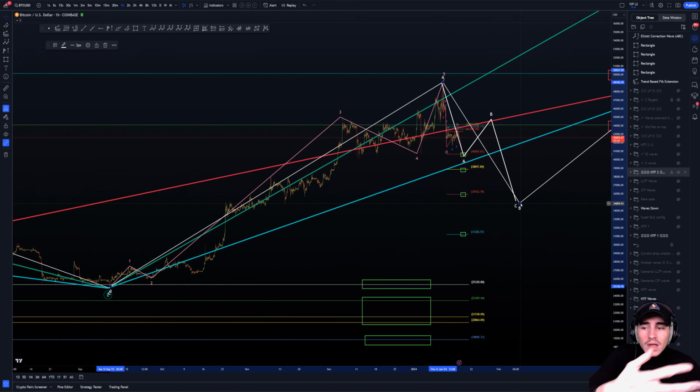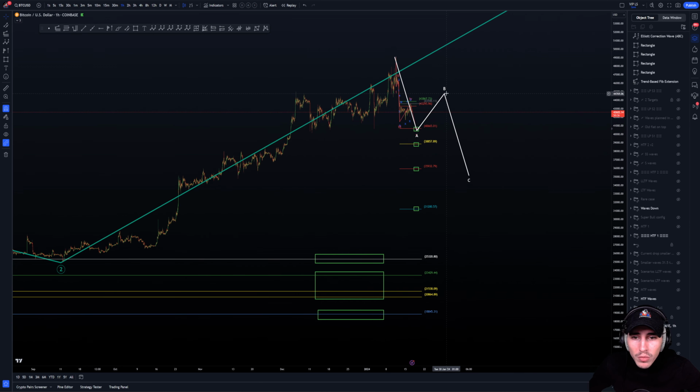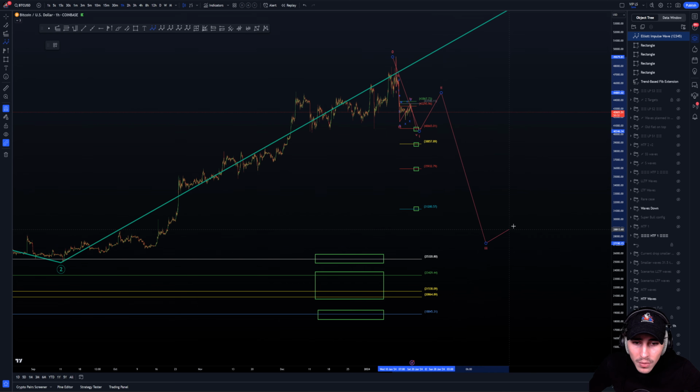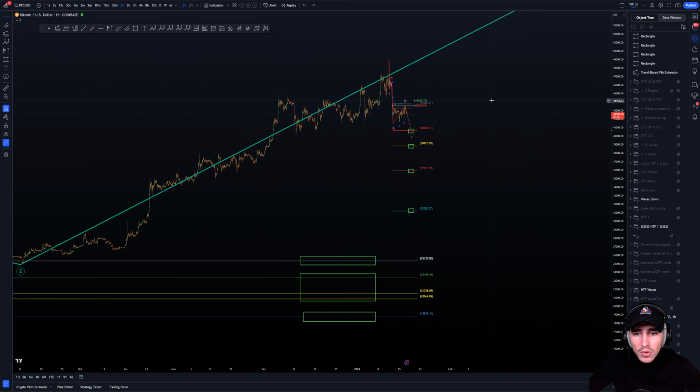Now, if the B wave and the wave 2 get invalidated, we'll simply take something much more bearish, and we look in that case for a bigger wave 1, 2, 3, 4, 5, and we look for a much bigger drop here to the downside. Okay, I really hope that makes sense. This is what we'll have to take more likely at the moment.